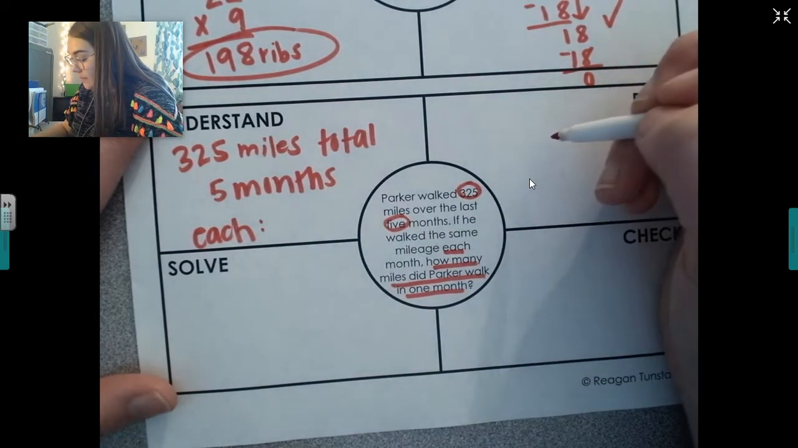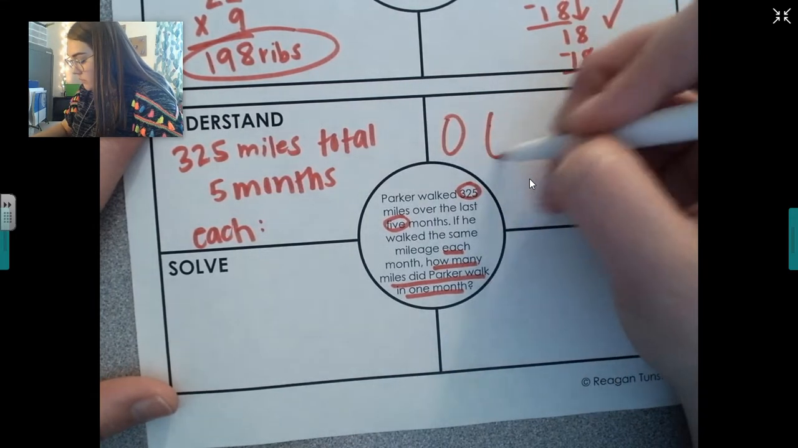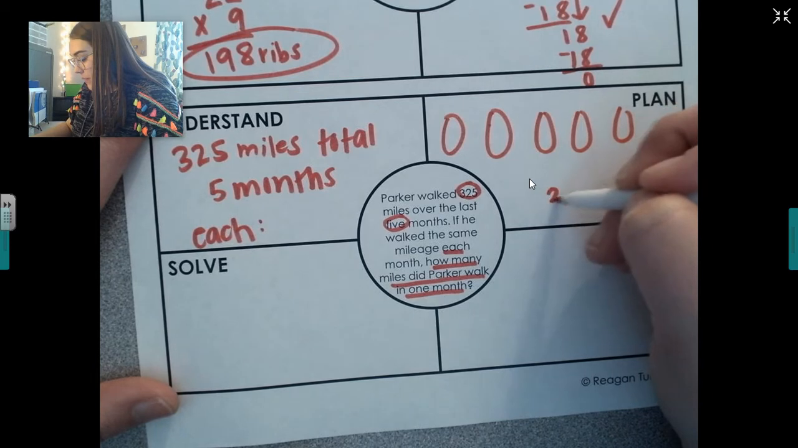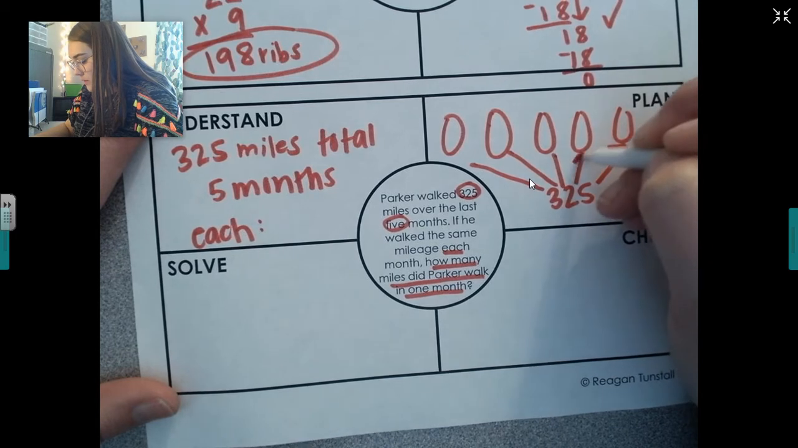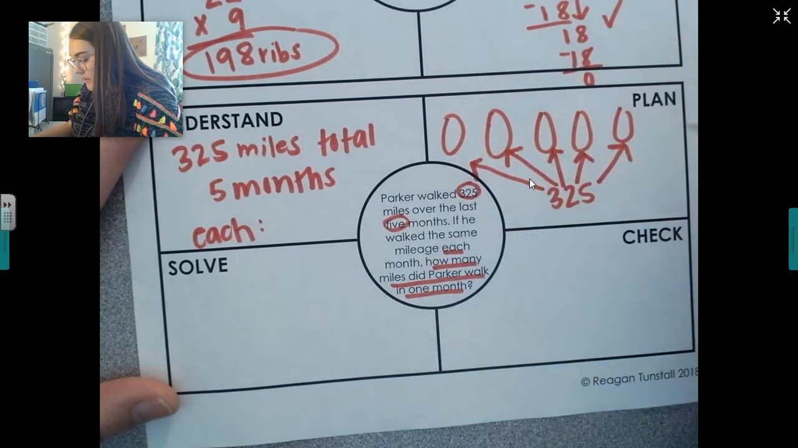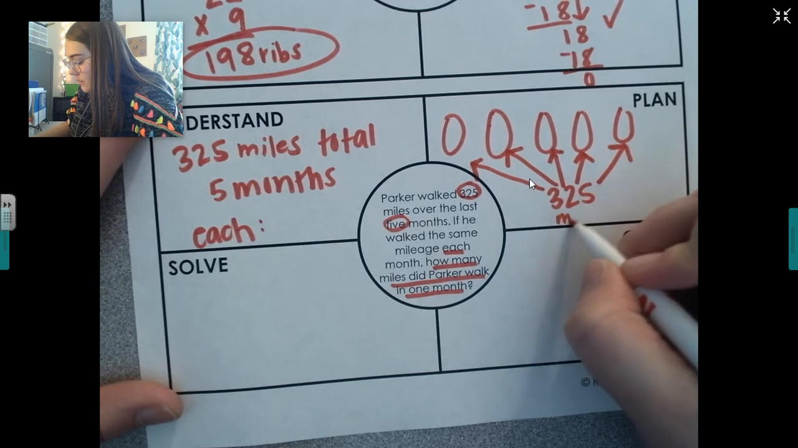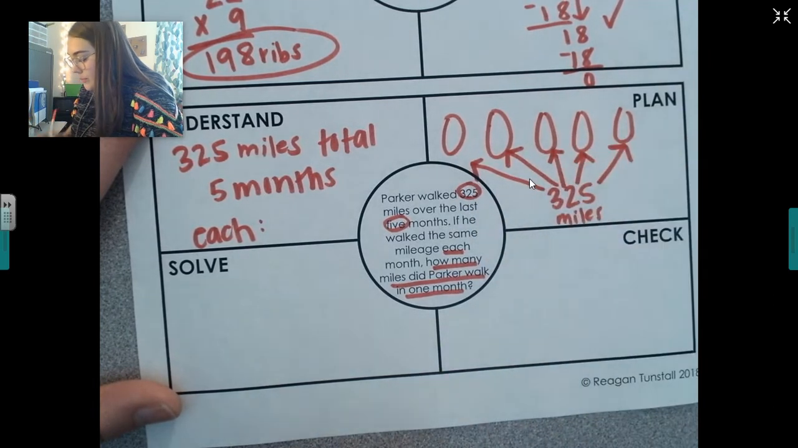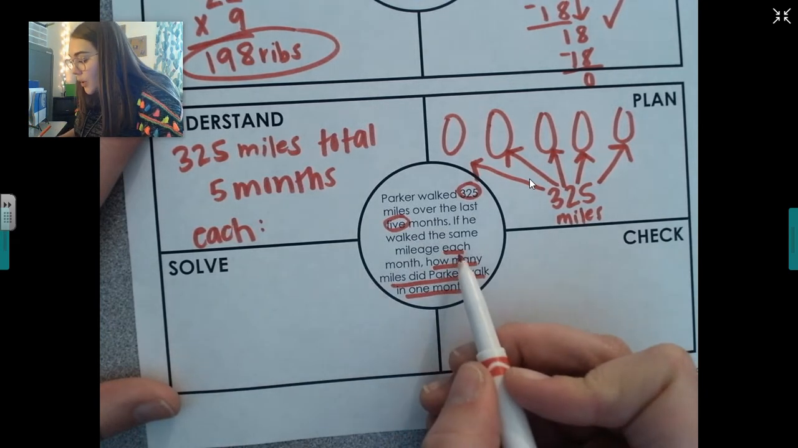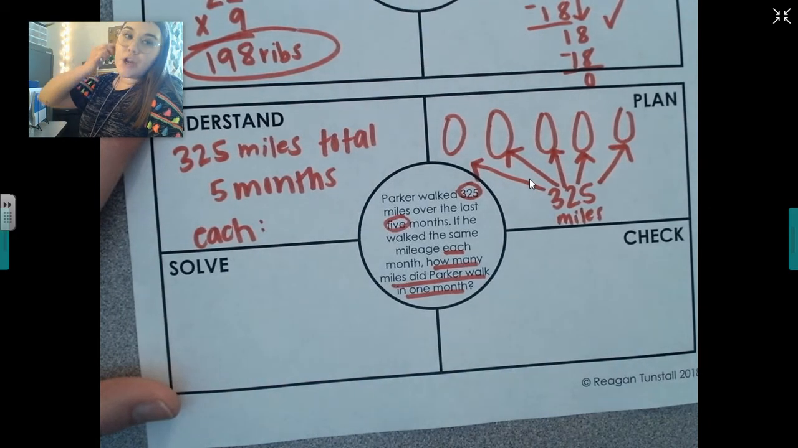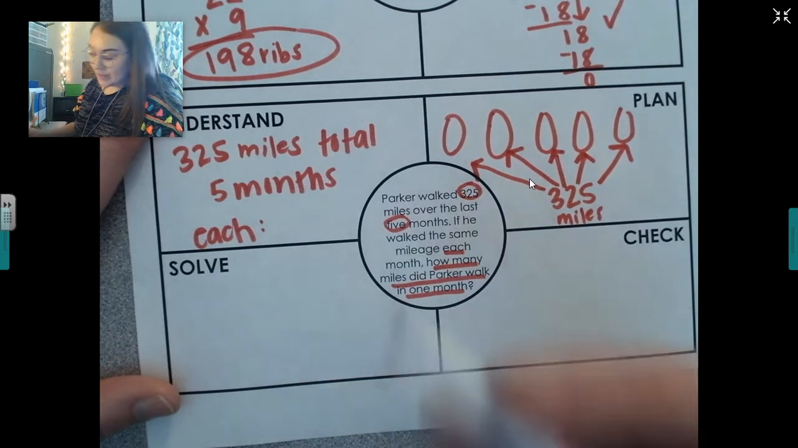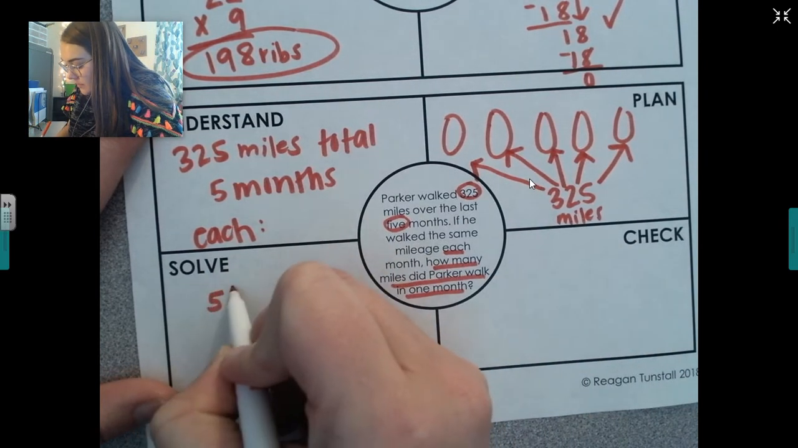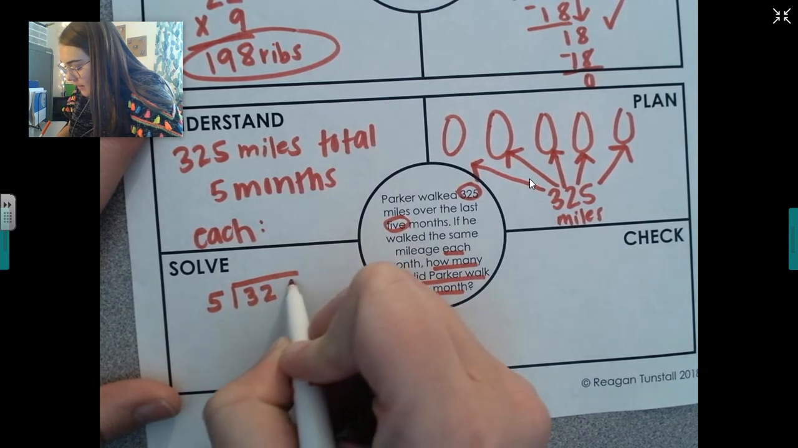So if I have 5 months, and this is my 325 miles, I've got to split this into even groups. This is my plan, guys. I have to split this 325 miles into even groups. So in order to do that, I've got to divide. Because yes, it said the word each, but it doesn't want to know 325 times 5. Let's do it. 325 divided by 5.